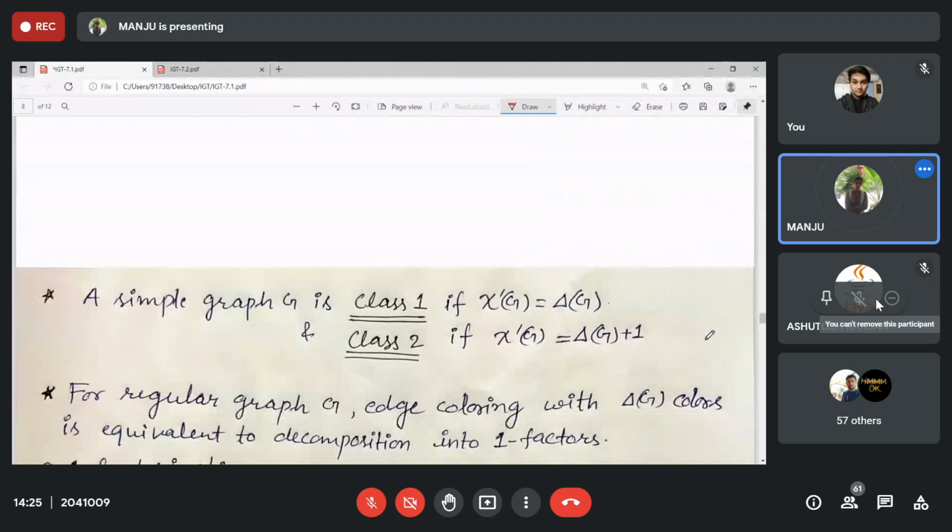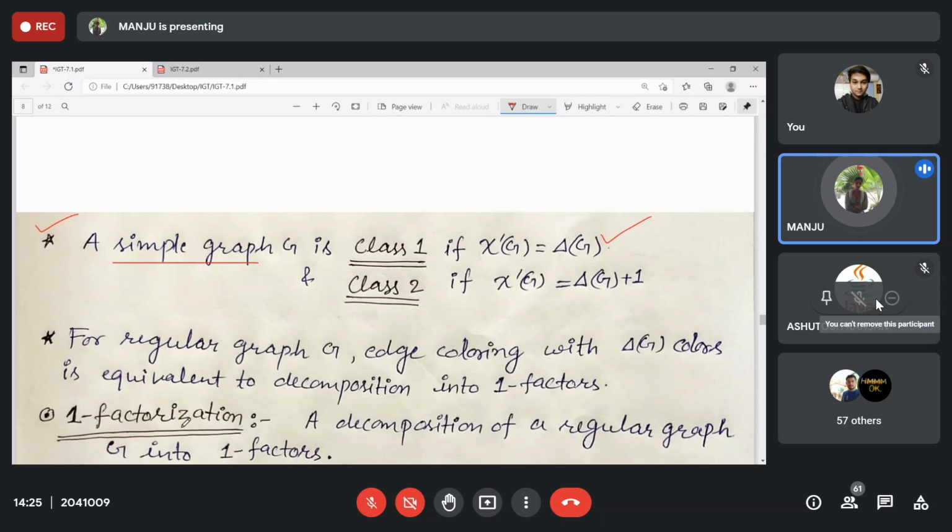Clear? Class 1 and class 2: for simple graphs we classify on the basis of the chromatic index, whether it is equal to delta or delta plus 1. If it is equal to delta, then it will be class 1. If it is equal to delta plus 1, then these graphs are considered to be class 2.